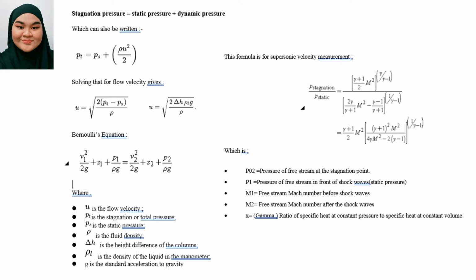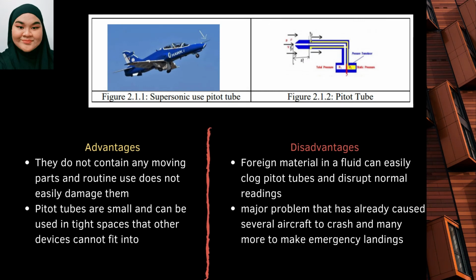For calculation, we can use the Bernoulli equation, which has U, Pt, Ps, rho, delta H, Pl and g. For supersonic velocity measurement, there are P02, P1, M1, M2 and F. In these studies, we're going to use the Bernoulli equation, but for general knowledge, supersonic velocity measurement can also be used in aircraft. They do not contain any moving parts and routine use does not easily damage them. Pitot tubes are small and can be used in tight spaces that other devices cannot fit into.